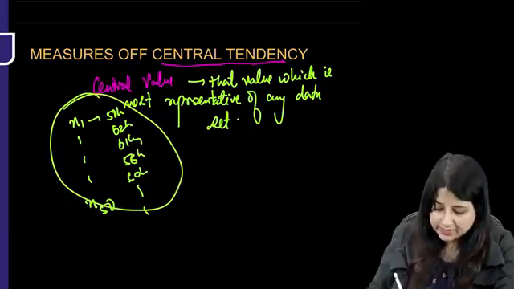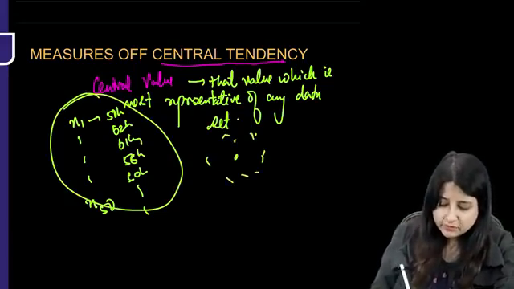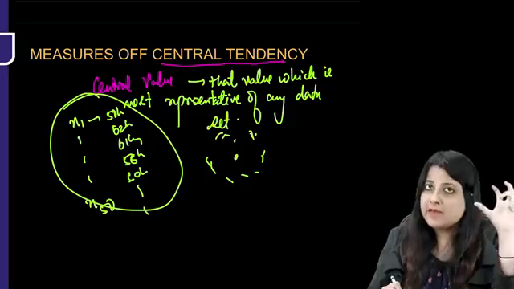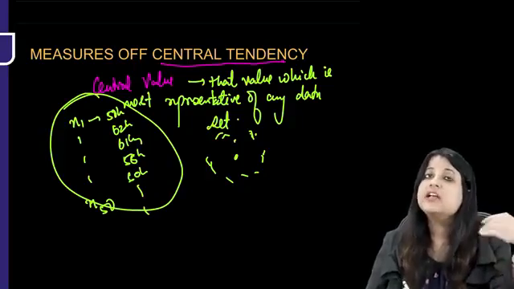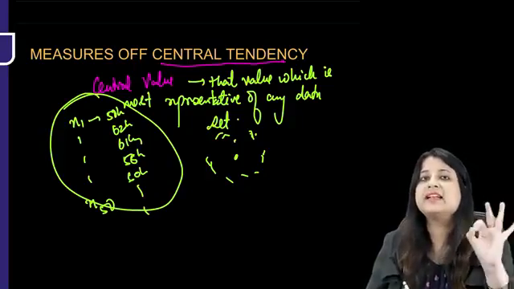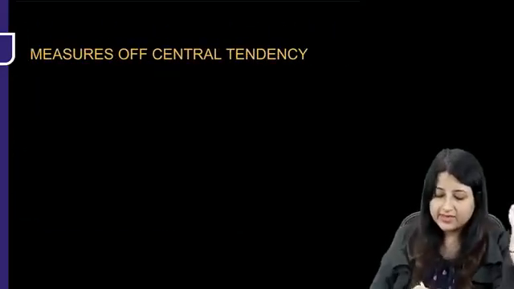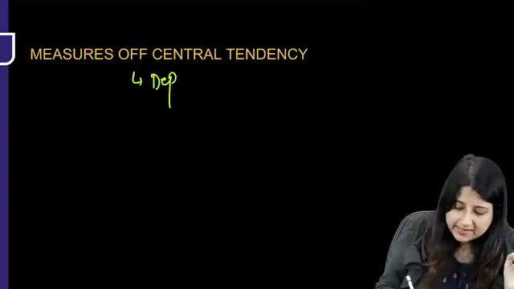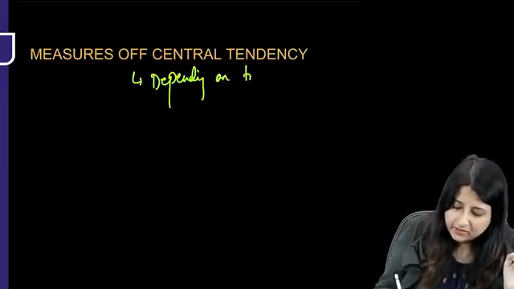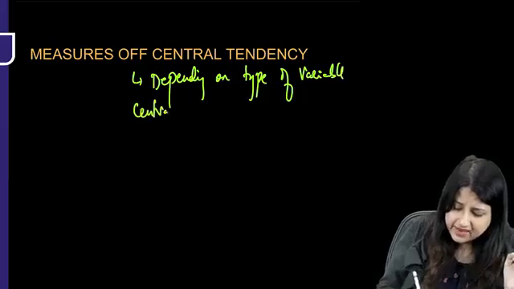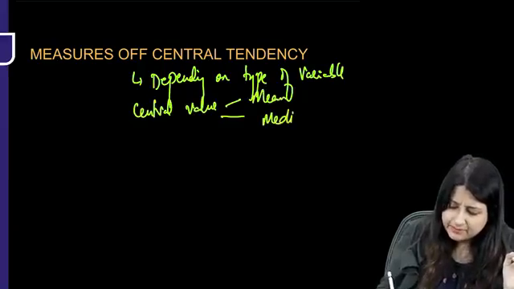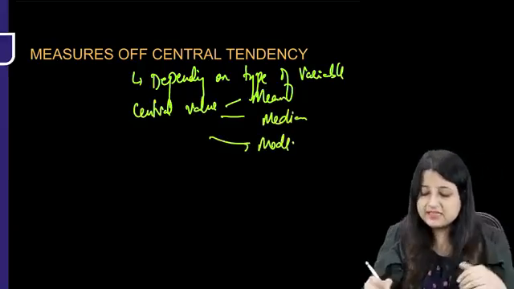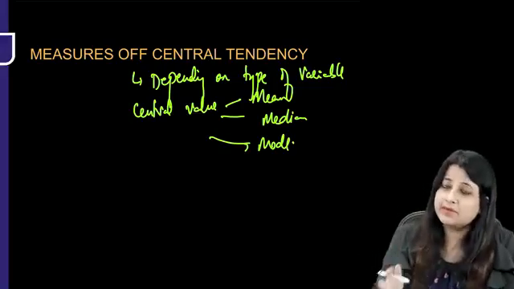That value will be in the center and all the individual weights will revolve around it. So whenever you say measures of central tendency, it's the most representative value. Now, depending on the type of variable, this central value can be mean, median or mode. Never say central value is only mean. No, it can be mean, median, or mode.